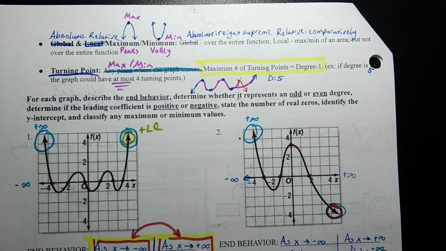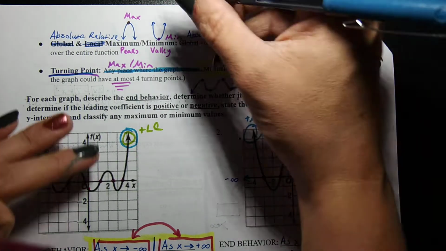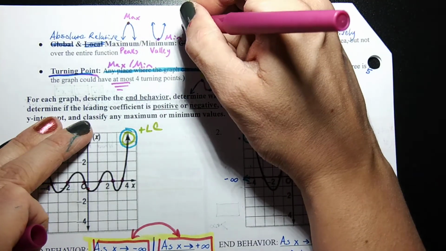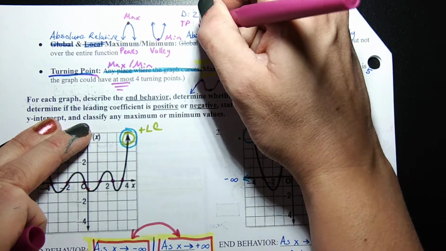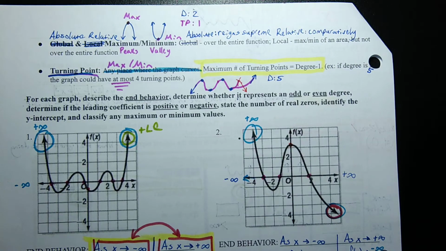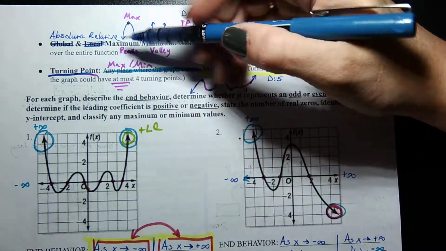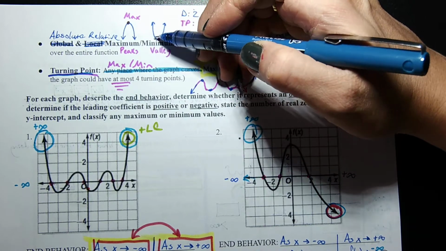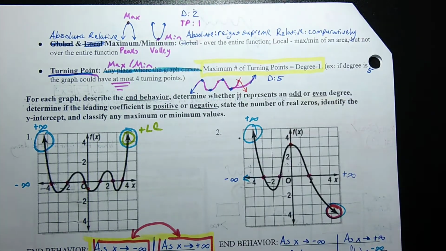So how many turning points does a quadratic have? 1. So the degree of a quadratic is 2, and the number of turning points is 1. And the turning point is where it stops going up and starts going down, or it stops going down and it starts going up. It's where it changes direction, which will always be at a maximum or minimum point.